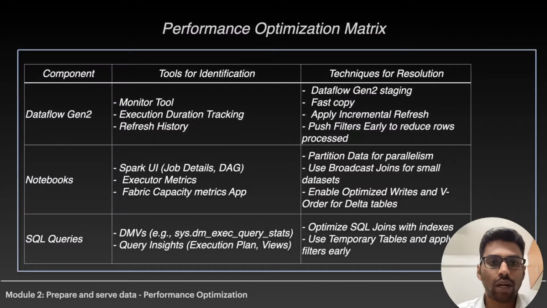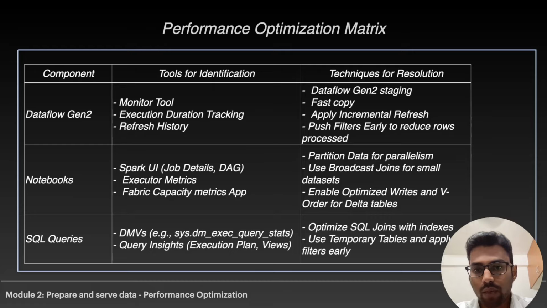Okay, so now we already looked at the tools that you need to know to identify some of the performance bottlenecks across different components like the Dataflow Gen2, notebooks, and SQL queries. Now let's talk about the techniques for resolution. So let's talk about the Dataflow Gen2 staging, fast copy quickly, and then the applying incremental refresh in Dataflow Gen2. And with respect to notebooks, we already looked at partitioning, but we'll talk a bit about it. The broadcast joins, as I mentioned, and then we will talk about optimized writes and reordering for delta tables. Okay, so let's look at it one by one quickly so that you will get an idea.